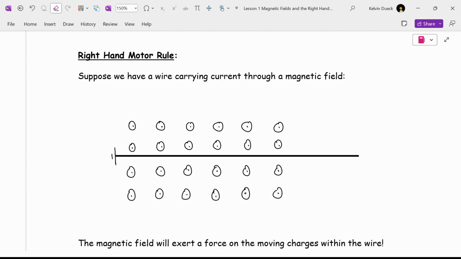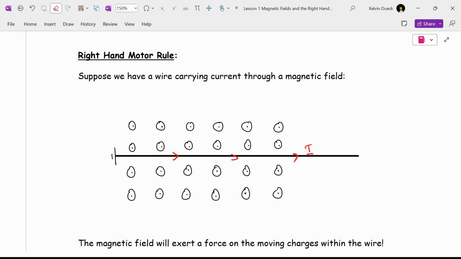Here's the third one. This is called the right-hand motor rule. This is the one where we're going to get three-dimensional. Suppose we have a wire that's carrying a current through a magnetic field. So there's the battery. So I guess the current is going in this direction. That's the letter I.